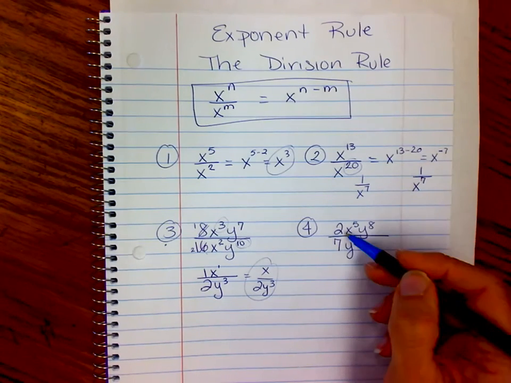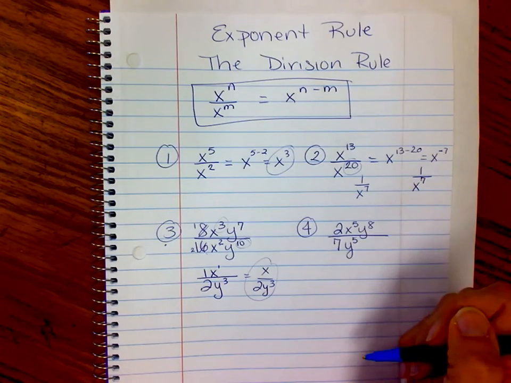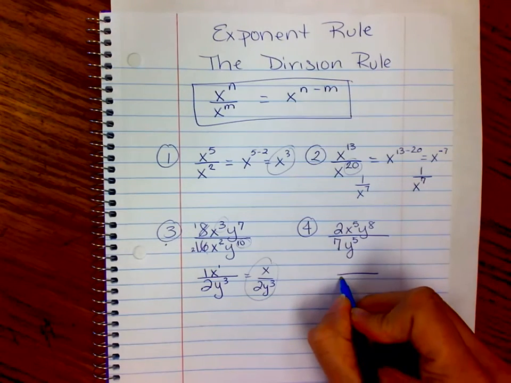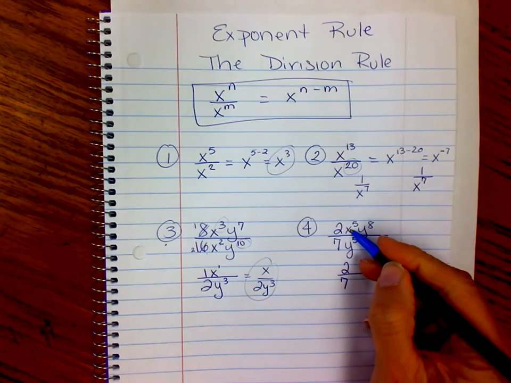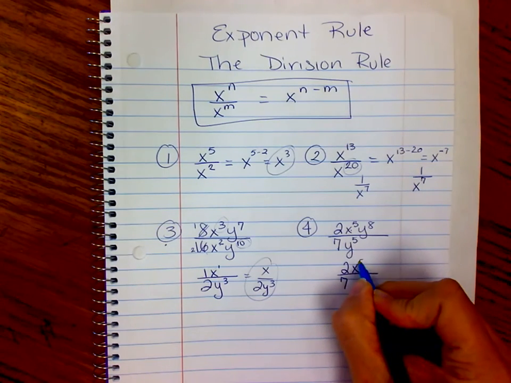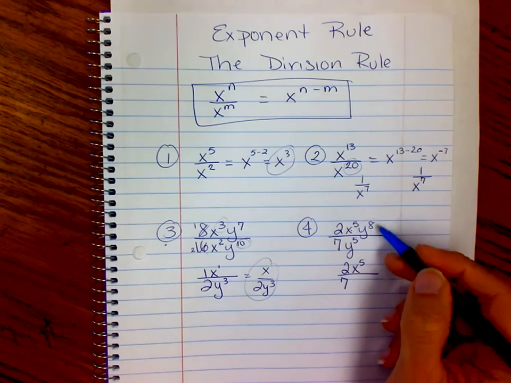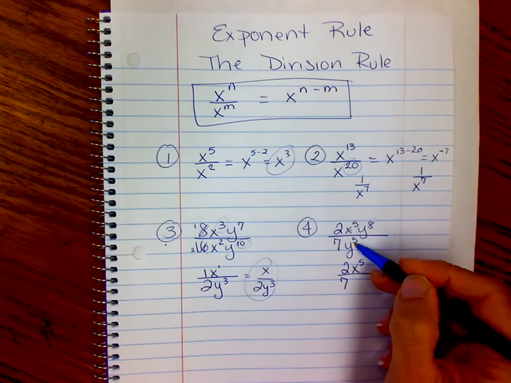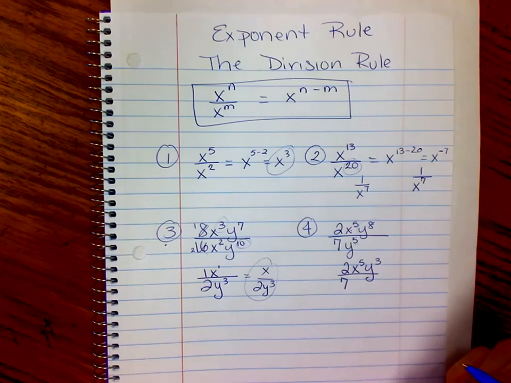Okay, in this one, 2 and 7. 7's not even, so 2 doesn't go into it. So I know that I'm going to have a 7 in the bottom and a 2 in the top. There's an x to the 5th in the top, but no x's in the bottom. So I'm just simply going to put my x to the 5th there. Now I have an x to the 8th here. This one's bigger, so I know I'm going to subtract this way. And 8 minus 5 is 3, so I'll have y to the 3rd up on top. And that's the answer there.